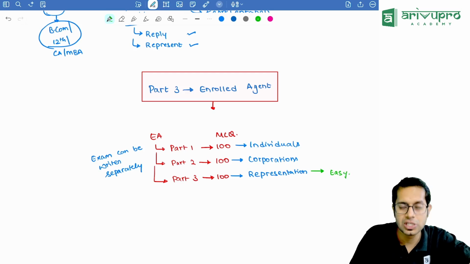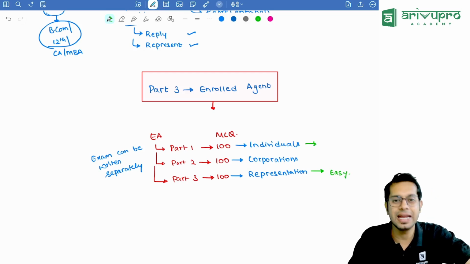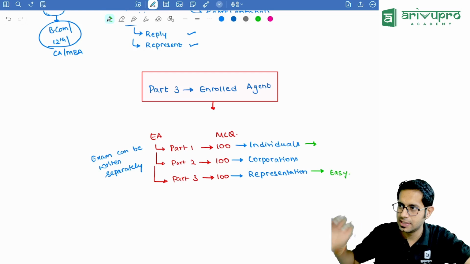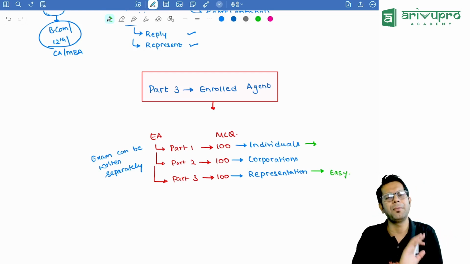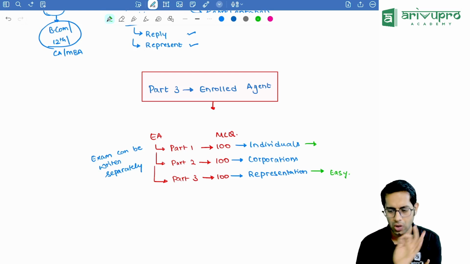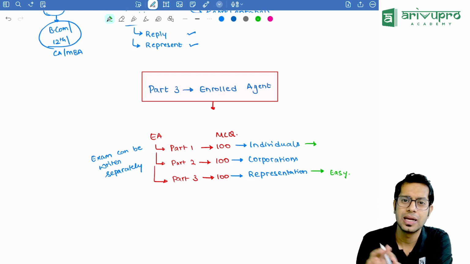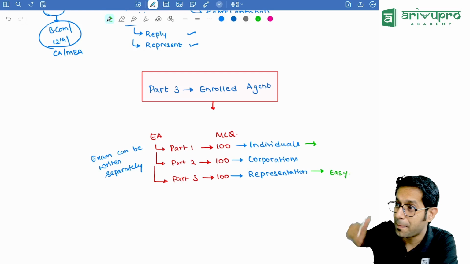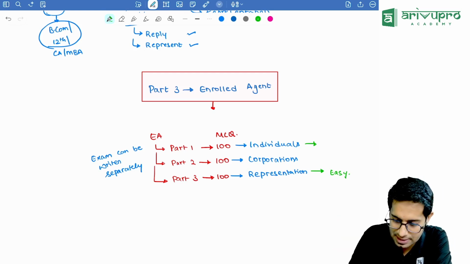This is something which is very easy to clear. The first easiest thing is this representation, because it is completely theoretical. There is no extra brain usage required over here. Whatever point is there, if you know the law, you know the law. If you don't know the law, you don't know the law. As simple as that. This is one of the easiest because it is completely theoretical. The practical aspects here are very few.